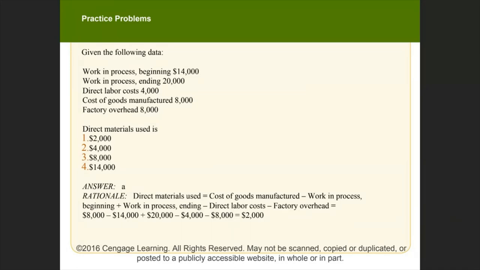It's a lot of adding and subtracting. So that's the end of the practice.